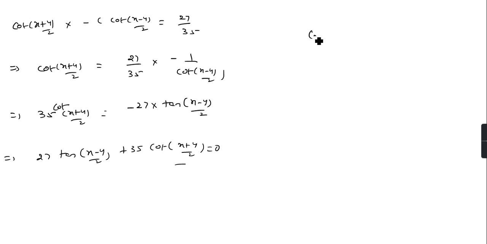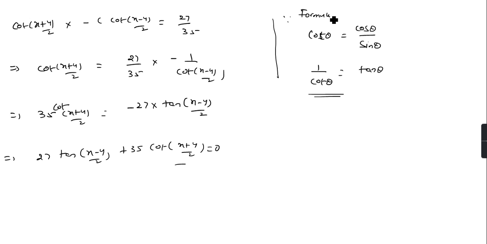So we know that cot theta is nothing but cos theta by sin theta, and 1 by cot theta is nothing but tan theta. So these are the basic formulas needed. So now let us just recall the problem.